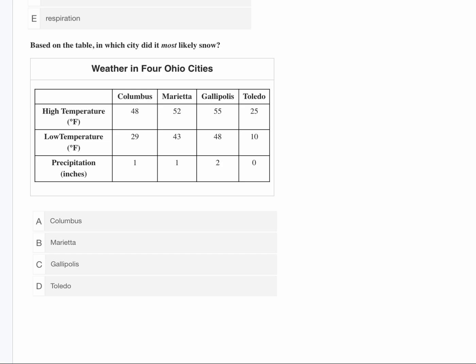Based on the table, in which city did it most likely snow? Weather in 4 Ohio cities. Columns: high temperature, degrees Fahrenheit; low temperature, degrees Fahrenheit; precipitation, inches. Columbus, 48, 29, 1. Marietta, 52, 43, 1. Gallipolis, 55, 48, 2. Toledo, 25, 10, 0. A. Columbus. B. Marietta. C. Gallipolis. D. Toledo.